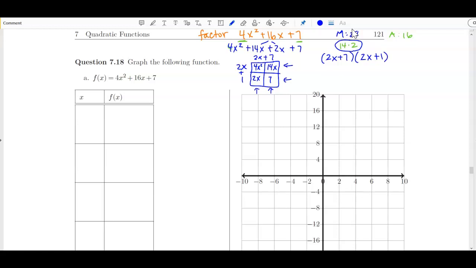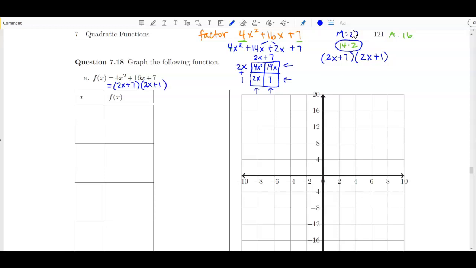And if you didn't do it by the box method, like I said, I'm not saying that you have to do it this way, but make sure that you came up with this overall, because that's how we're going to rewrite this now. So we want to rewrite this as the 2x plus 7 times the 2x plus 1.